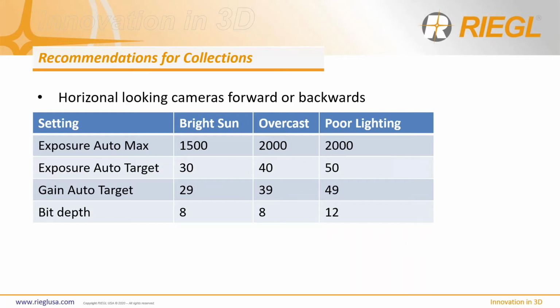And of course, we also have the ability to go into a 12-bit depth range for each of our images to get even more information extracted out in post-processing using our automatic brightness tools. And so we also have these recommendations for sideways looking cameras as well.